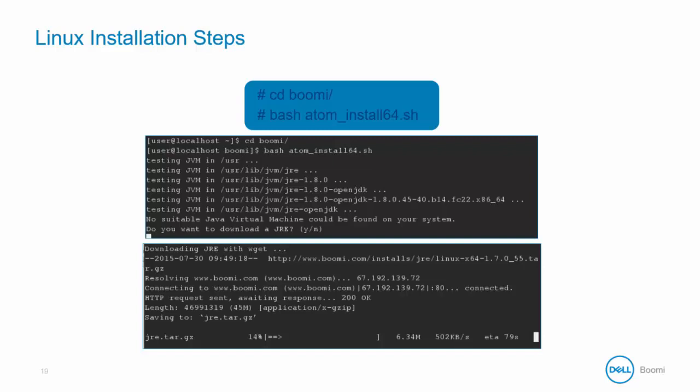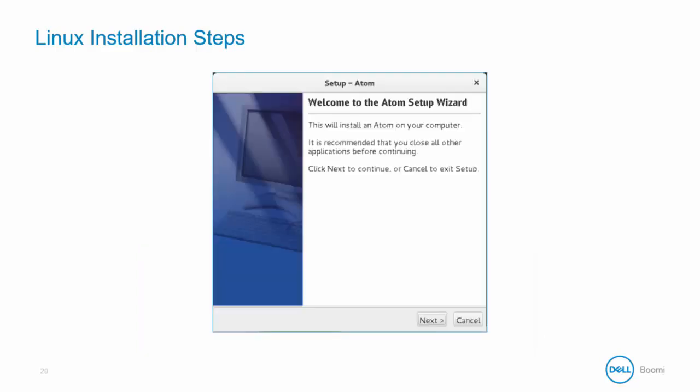The installer executes and checks for a compatible version of Java. And as we said earlier, if Java cannot be located, then the installer prompts to install it. This slide illustrates this by asking if you want to download a JRE. If needed, the desired Java can be installed manually or automatically by the Atom installer using the wget command. The Atom installer downloads and installs a compatible version of Java directly from boomi.com. With Java installed, the Atom setup wizard launches.